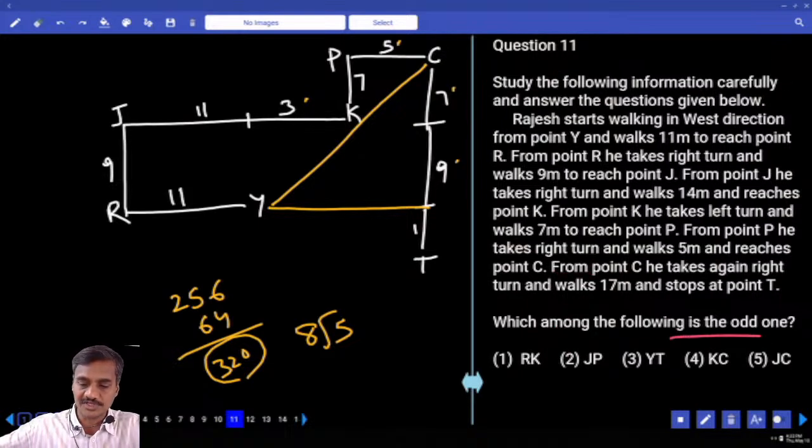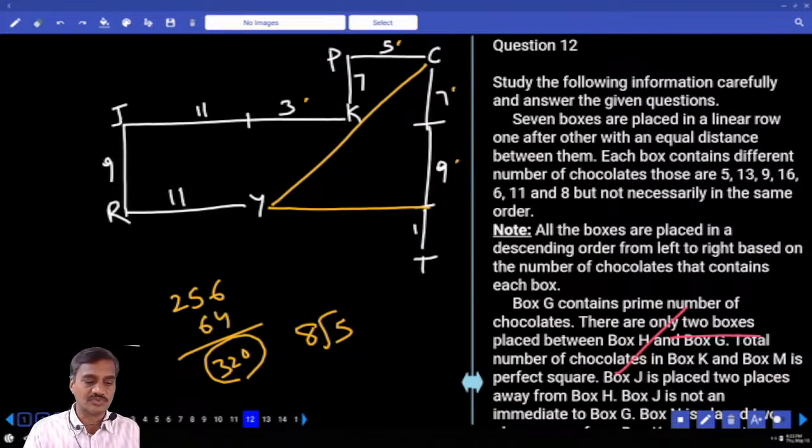Which among the following is the odd one? R is southwest of K. J is southwest of P. Next one, Y is southwest of P, northwest of P. And K and C: K is southwest of C. Hence what is your answer? Choice 3 is the odd one. Now this is about 9 to 11.